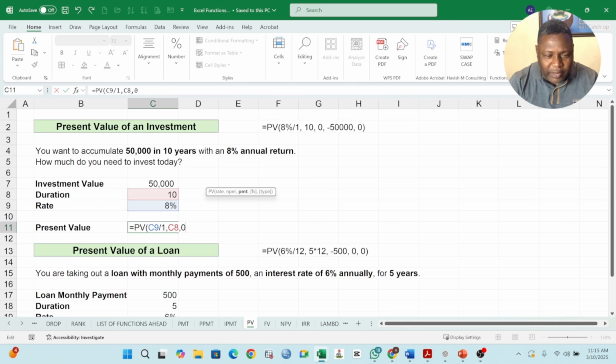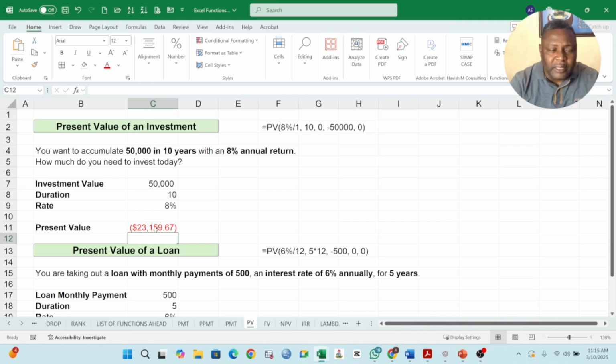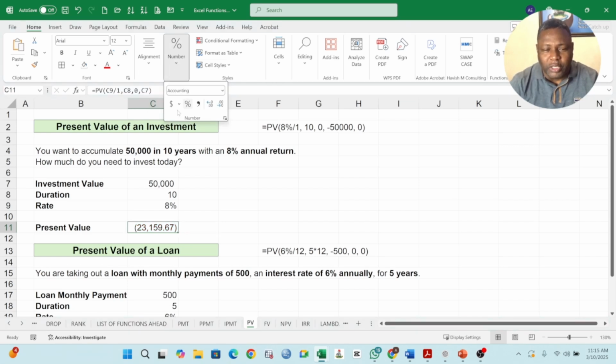And then the future value has been given as the 50,000, maybe dollars or whatever currency you are using. So if I close the bracket and then hit enter, it says I should have this amount. Okay, so it's actually giving me in dollars, but I can always format it if I want, in case my currency is not dollars. So just go to the normal number formatting and change your format.